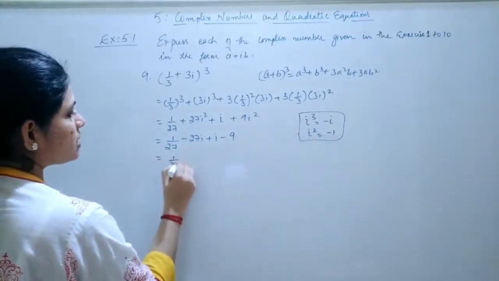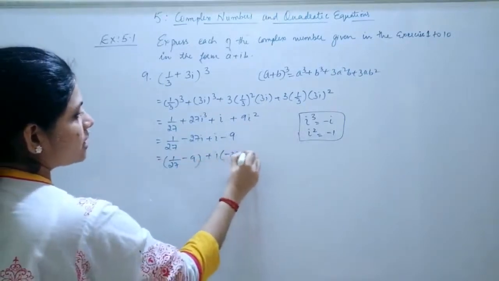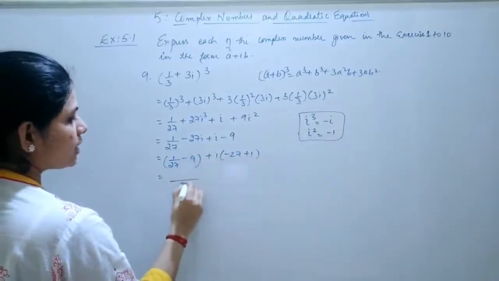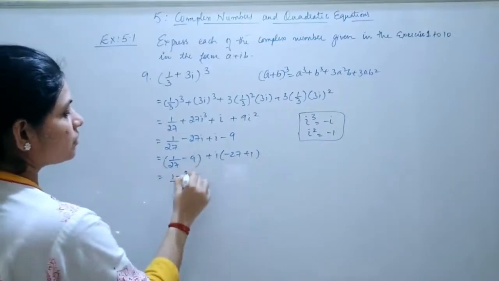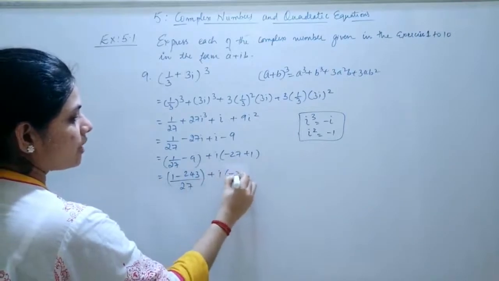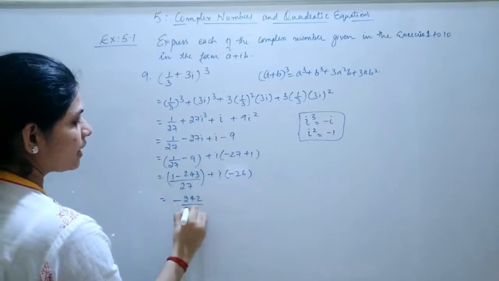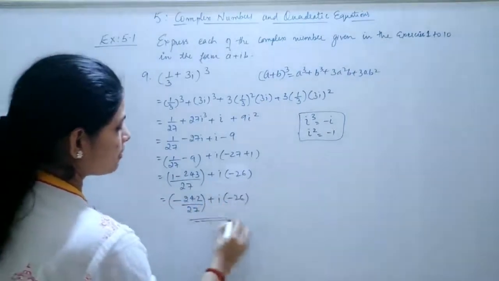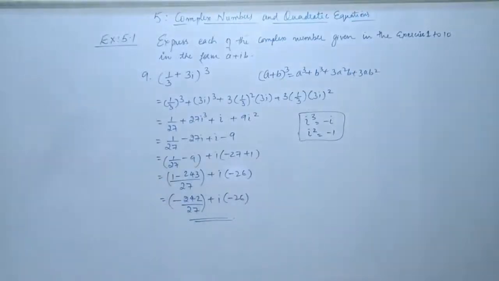So 1/27 minus 9, which is your real part, plus i into (minus 27 plus 1), which is your imaginary part. This will give you 27 denominator in the LCM. So 1 minus 27 into 9 will give you 243, plus i into, here you have minus 26. So this gives you minus 242/27 as the real part and minus 26 as the imaginary part, so that this expansion gives you a + ib form.